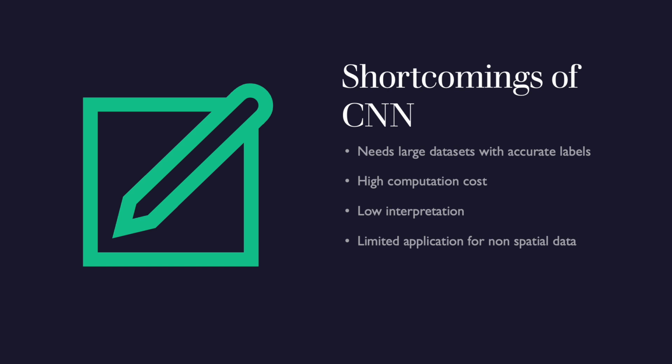And lastly, as we said in the previous slide, CNNs are really good with image data. Now, what to do if we have non-spatial data as input, for example, sequence data? Convolutional neural networks do not work well with any other data which is not spatial data. So it's not ideal to use a convolutional neural network on sequence data.